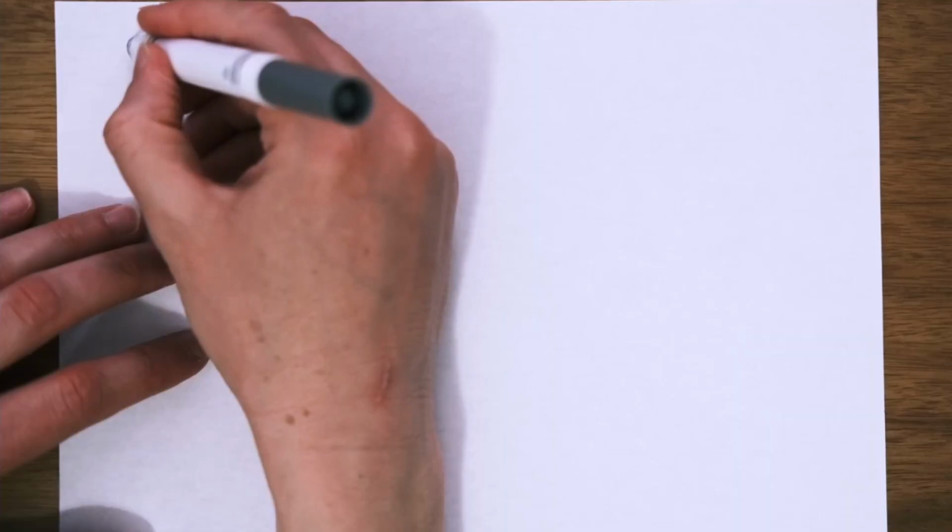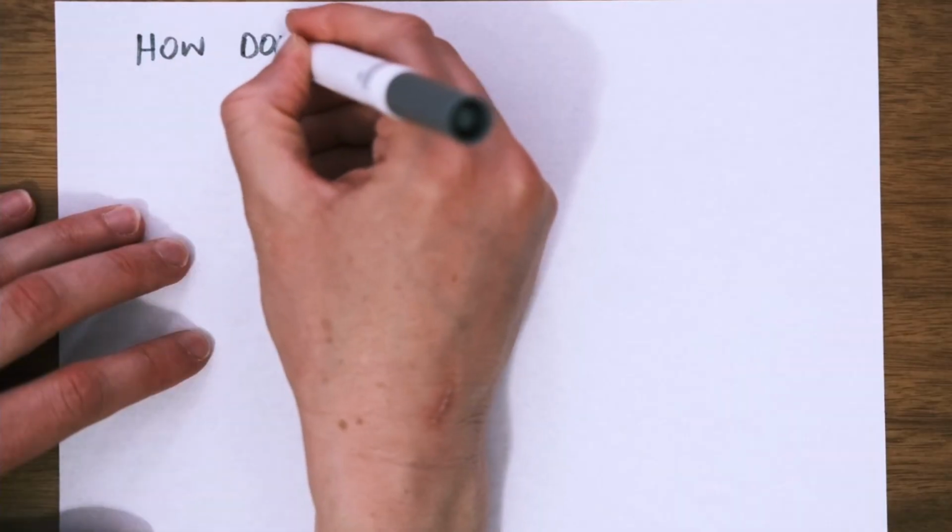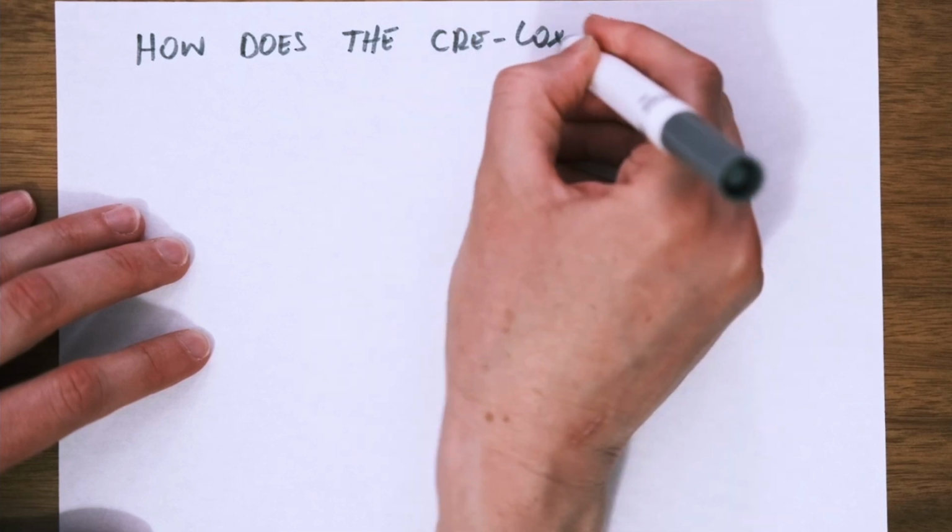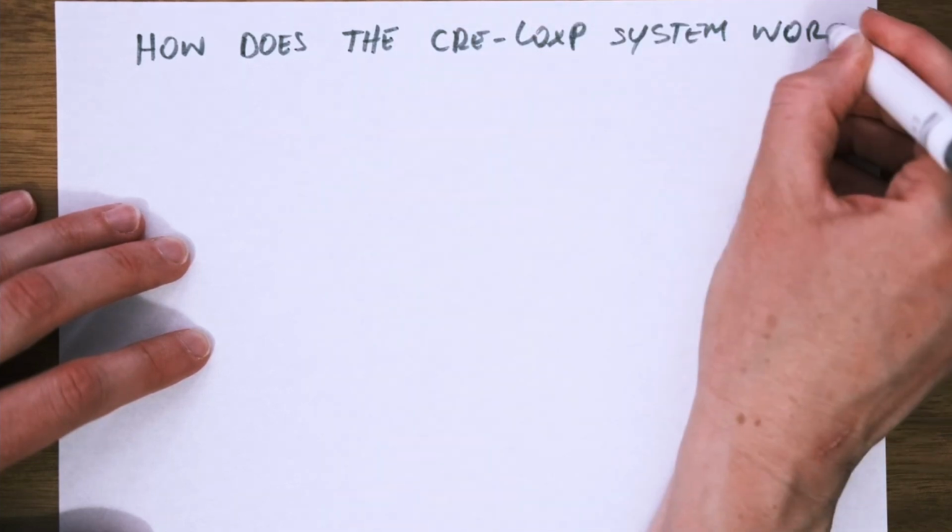Today we will talk mainly about the LoxP recombinase system, which is the most used in mouse genetics. The Cre recombinase is a protein naturally occurring in bacteria that recognizes specific sequences known as LoxP sites and swaps the DNA between them. So how does the Cre-LoxP system work?